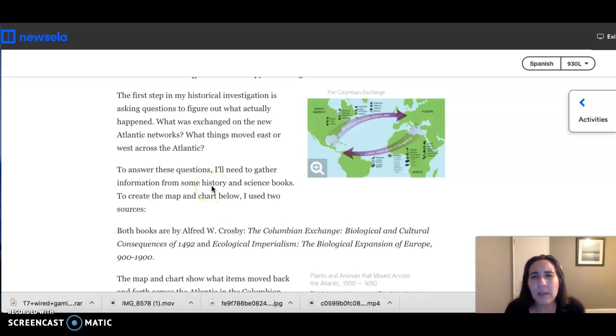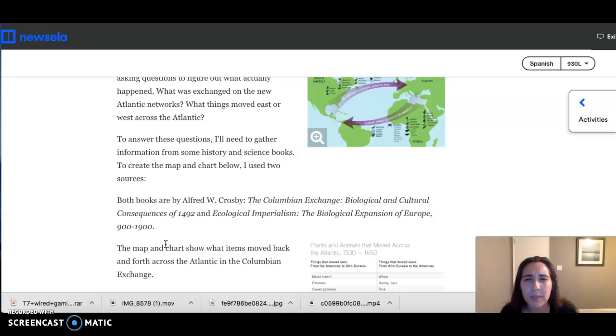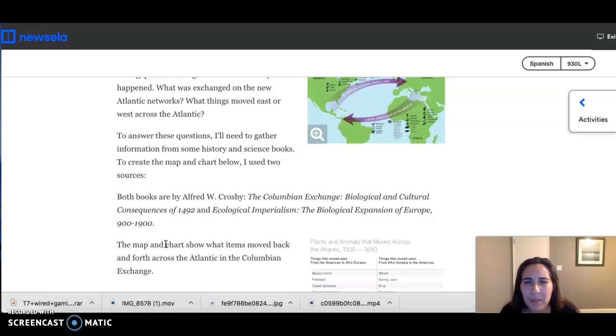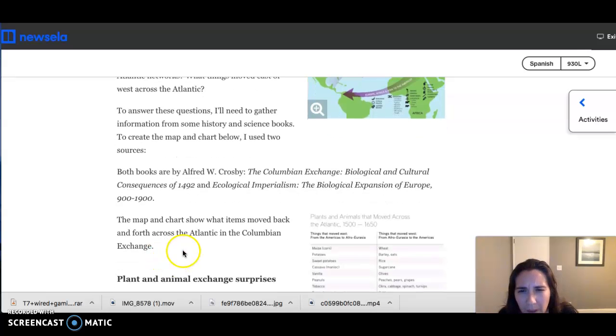The first step in my historical investigation is asking questions to figure out what actually happened. What was exchanged on the new Atlantic networks? What things moved east or west across the Atlantic? To answer these questions, I'll need to gather information from some history and science books. To create the map and chart below, I used two sources. Both books are by Alfred W. Crosby, The Columbian Exchange, Biological and Cultural Consequences of 1492 and Ecological Imperialism, the Biological Expansion of Europe, 900 to 1900.